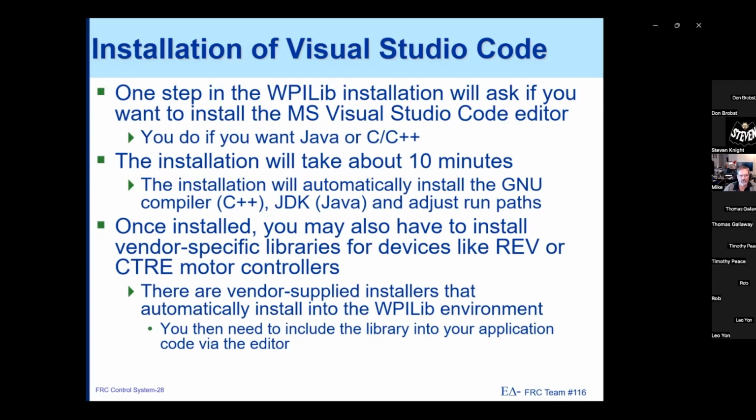Now, once you install Visual Studio Code, you'll also have to install the vendor-specific libraries for devices like the Rev Spark Max or the Crossroad Electronics motor controllers. These are vendor-supplied installers, so you'll actually have to go out to the individual manufacturer's websites, the Rev Robotics website or the Crossroad Electronics website, and download the installation tool for that particular set of libraries. You then need to include that library into your application code via the editor. And I'll show you how that's done here in just a moment.